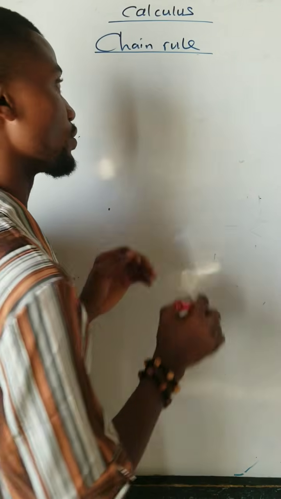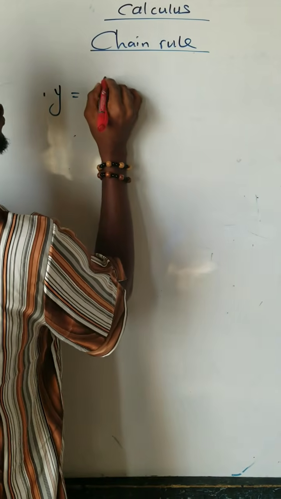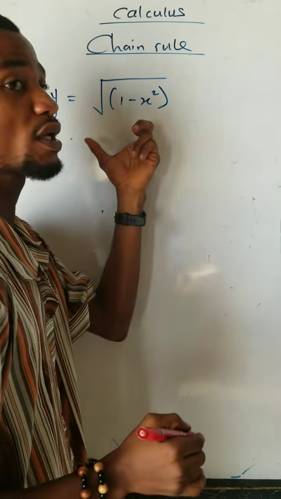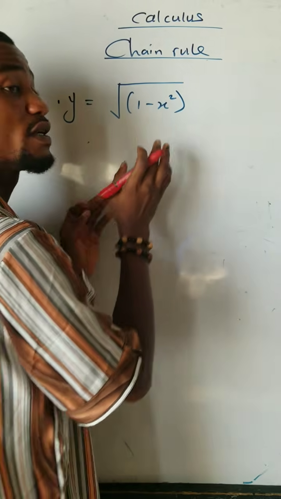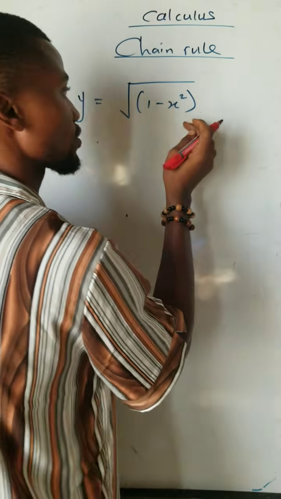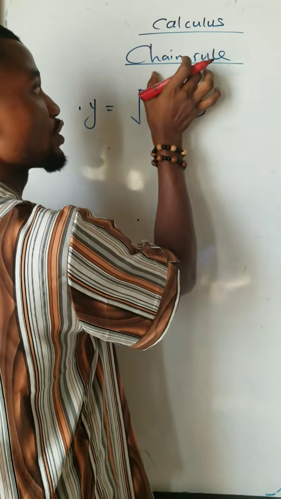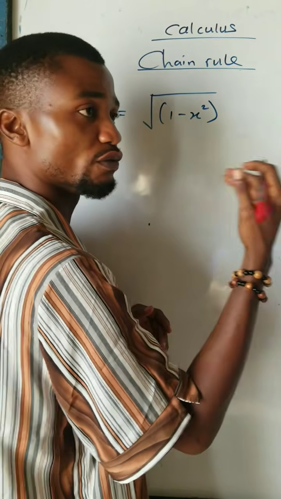We are going to look into this question: y equals square root of 1 minus x squared. Look at this question very well. It's a very simple question. And mind you, as long as you are not even at the power here, it's very good. So this is the chain rule, which is also known as the function of a function.